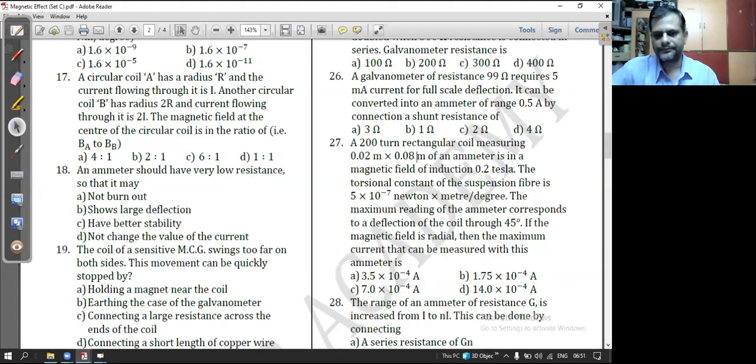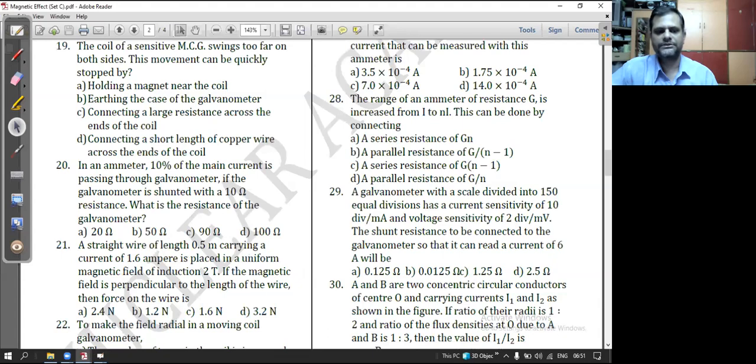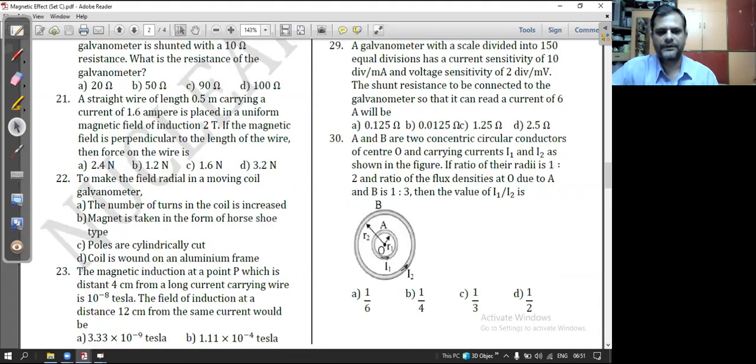Yes, so let us declare here that these MCQs can be finished. ये सारे MCQs हमने यहाँ पे किए already.